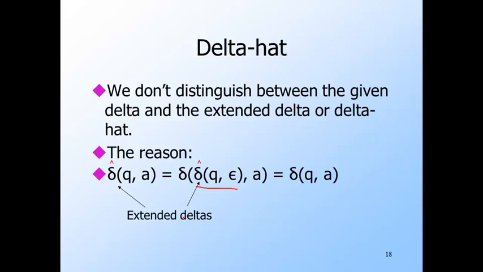In fact, I really cheated on the previous slide. I needed delta hat of B and 0. I just went to the table and looked it up as if it were delta of B and 0. Now we see they are in fact the same, so it was no harm, no foul.